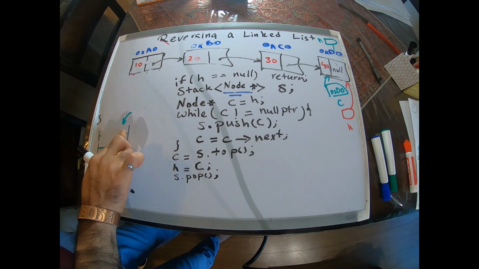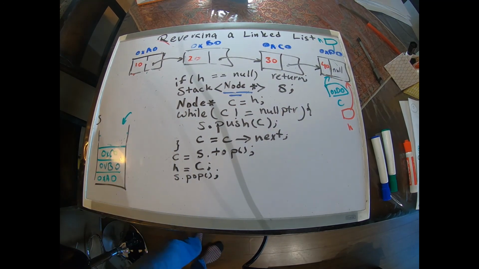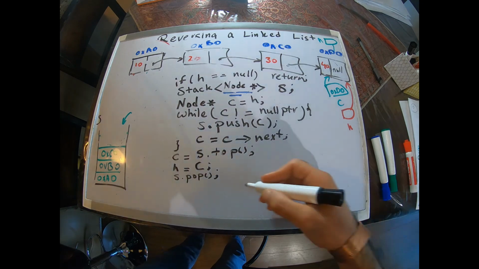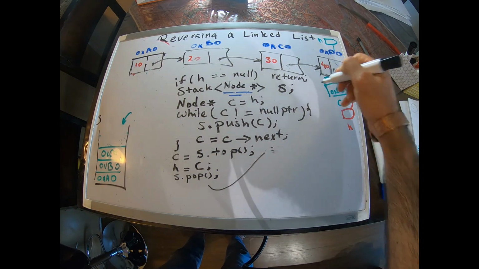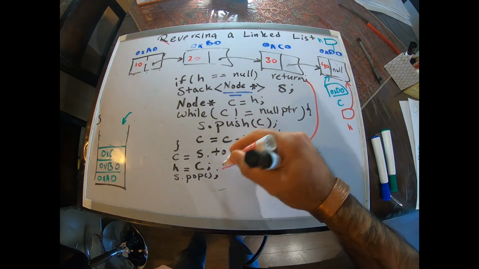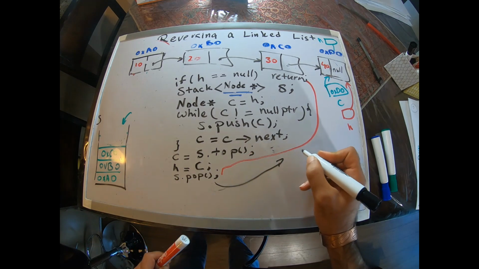So this is popped from the stack. Okay, I don't need this address anymore. I have it inside C. Okay, and now I'm just going to continue writing the program here. So this is going to be the continuation of the program.